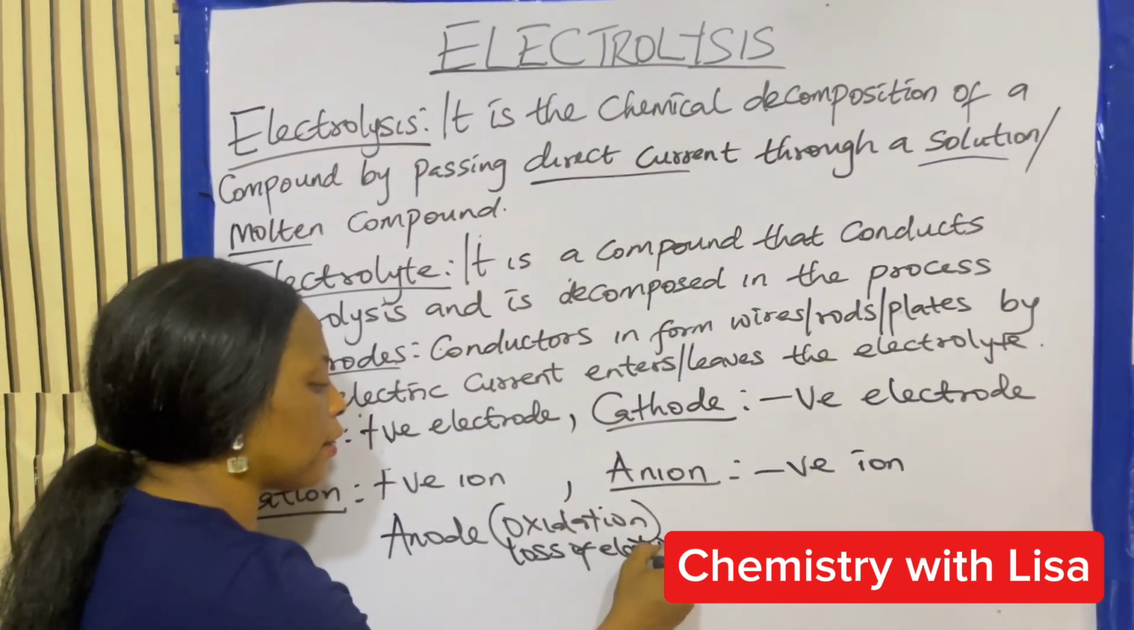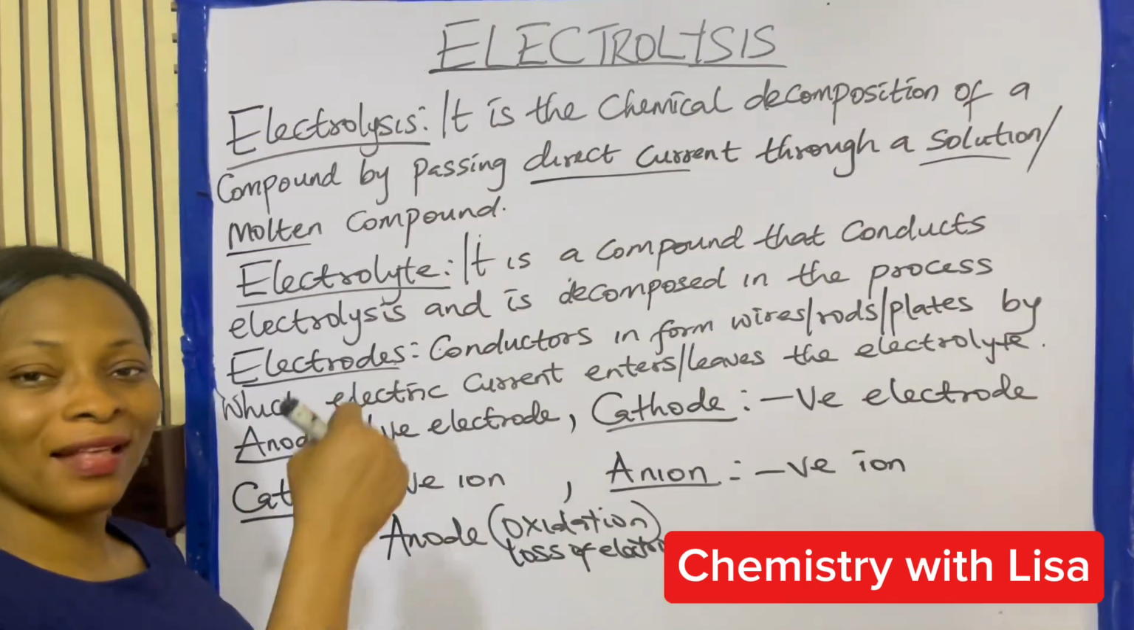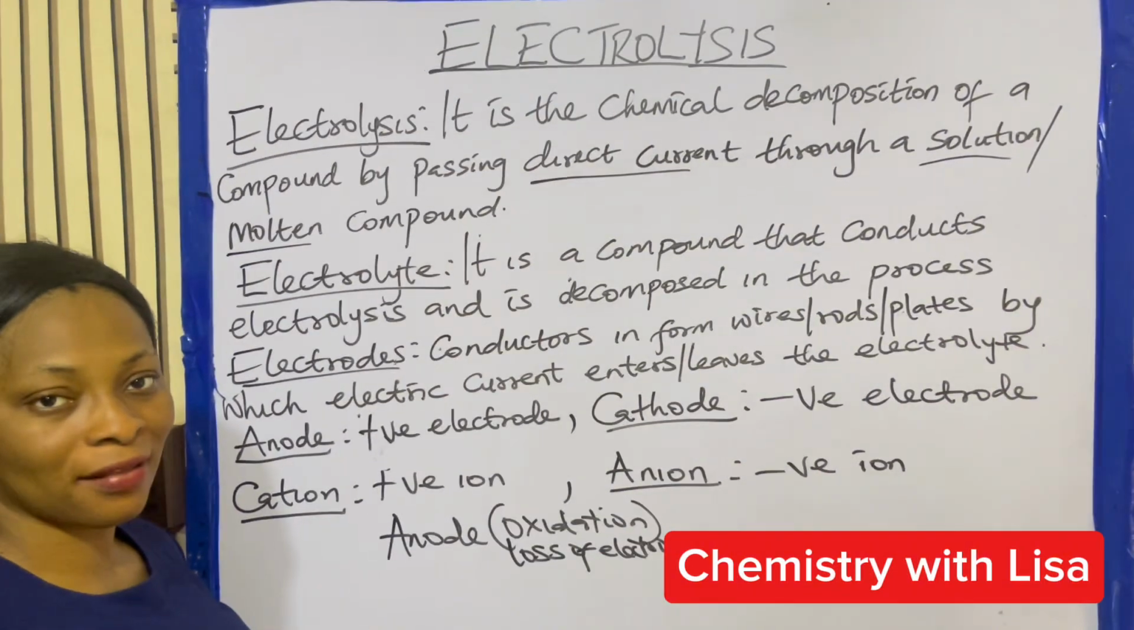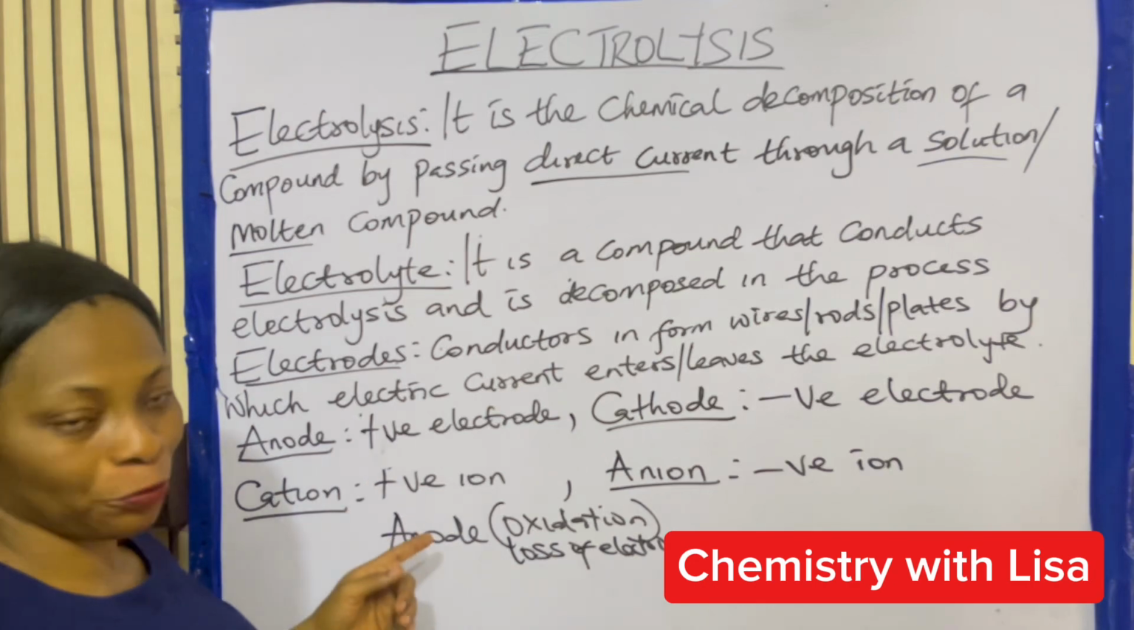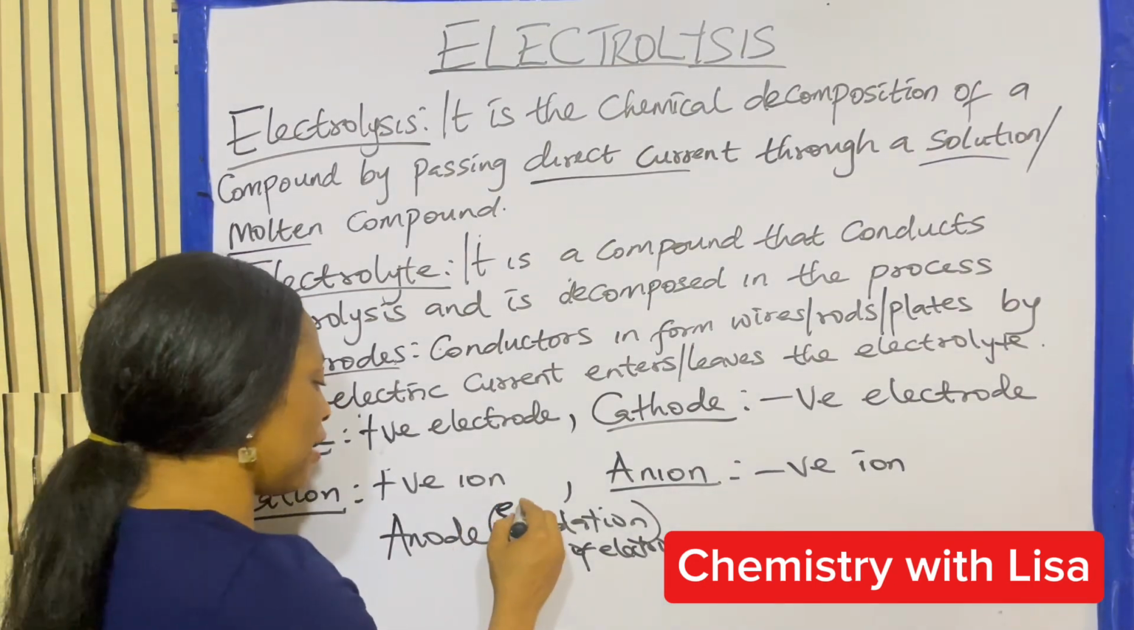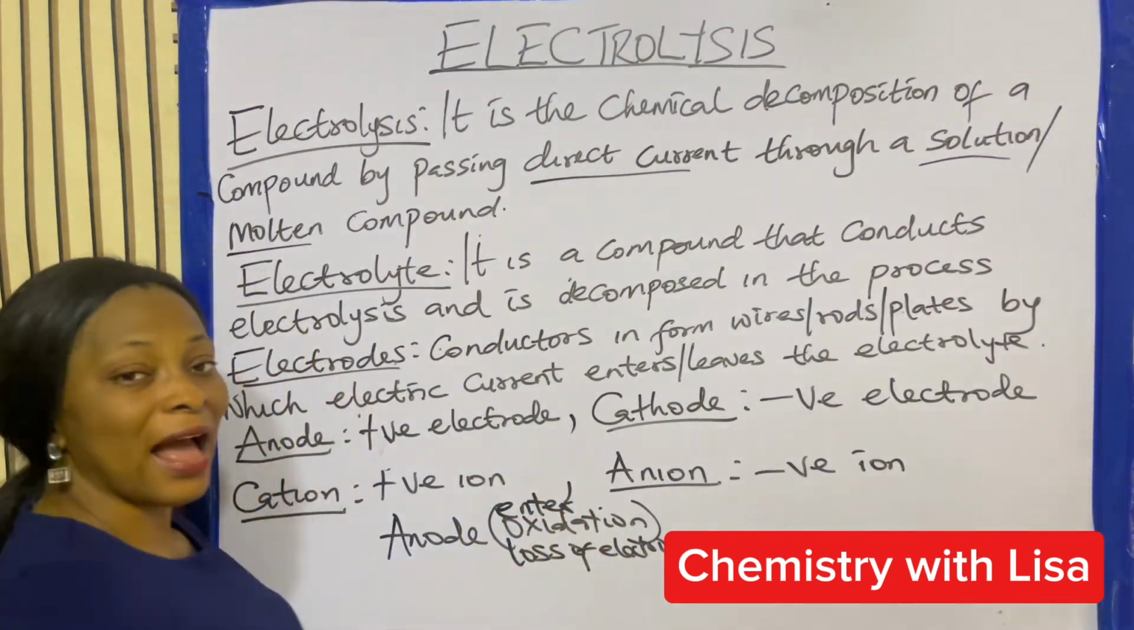You can also say that in anode, electrons enter the electrolyte. Electrons enter the electrolyte through the anode.